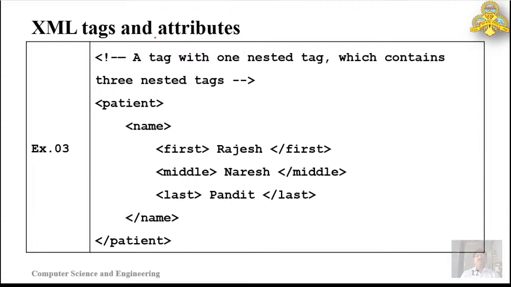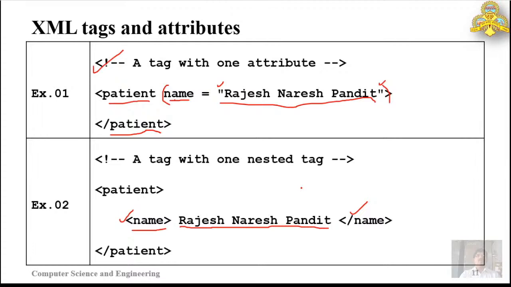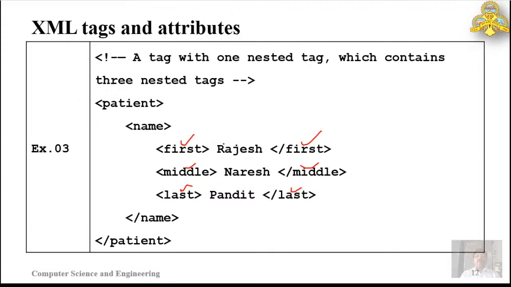And the last one here is the same element split further into child elements of name. Here Rajesh, Naresh and Pandit. Here first indicates that it's the first name, and this is the middle name and last name. So once again I'll go back to the first one. Here the same data is provided in three different ways. This is the simplest one, where attribute and values are used. Here attribute values are used as the internal data. In the second example, and in the third example, the same is split into further individual words, that is first, mid and last.